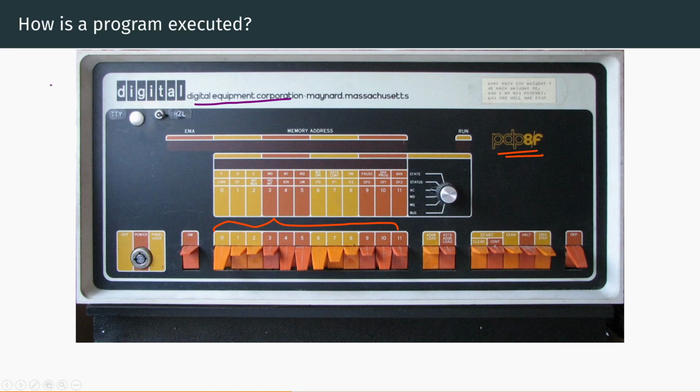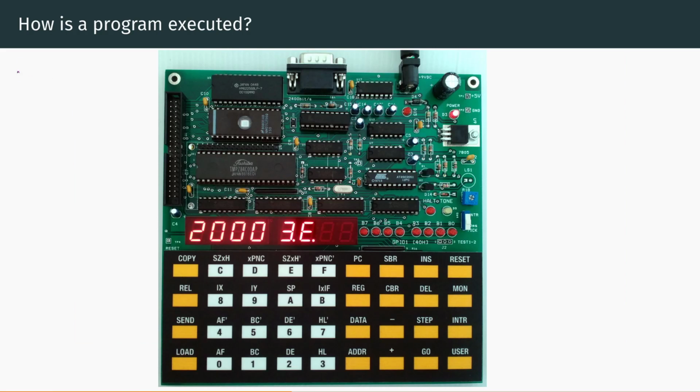So subsequent processors, instead of using zeros and ones, used hexadecimal notation. In hexadecimal, you have 16 digits, from 0 through F. So you have 0, 1, 2, 3, 4, 5, 6, 7, 8, 9, and then A, B, C, D, E, and F. These 16 digits were used to represent binary.